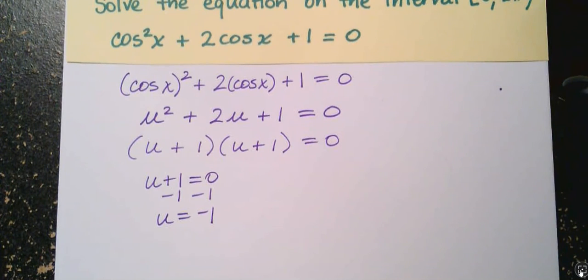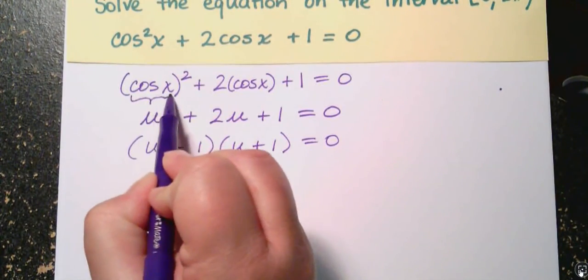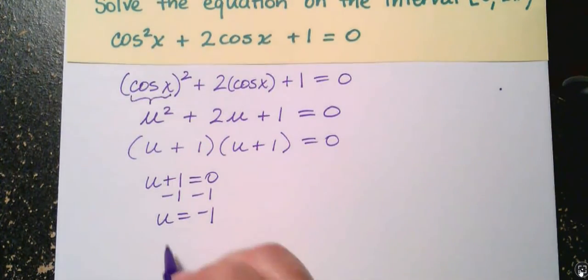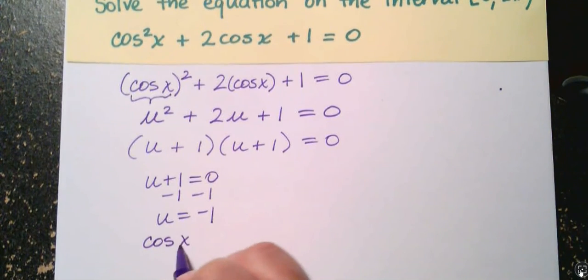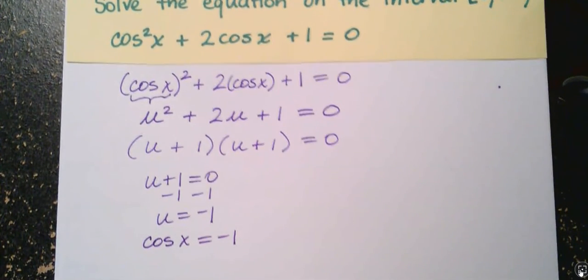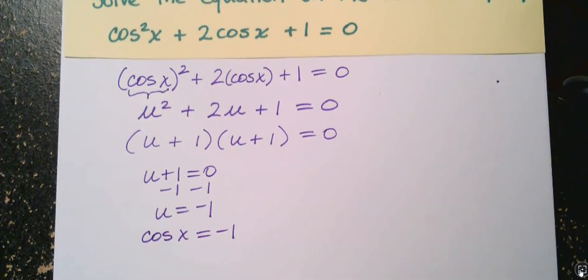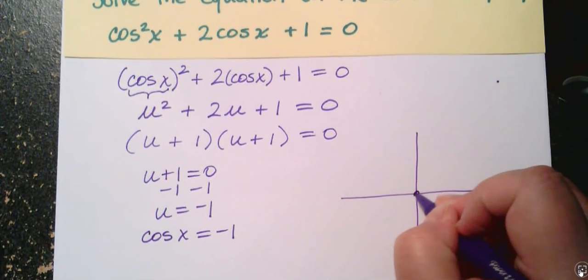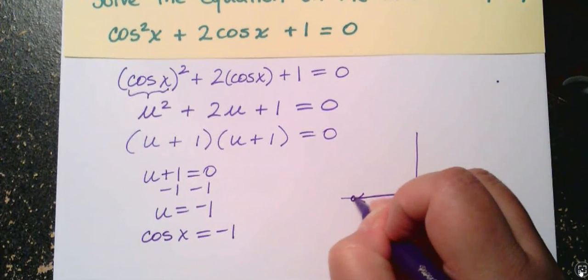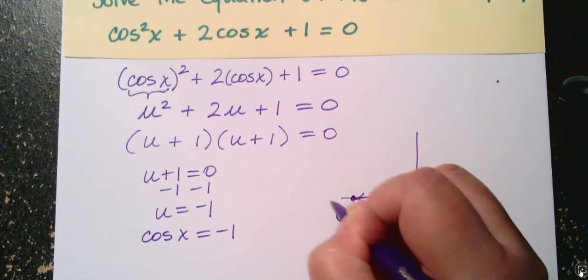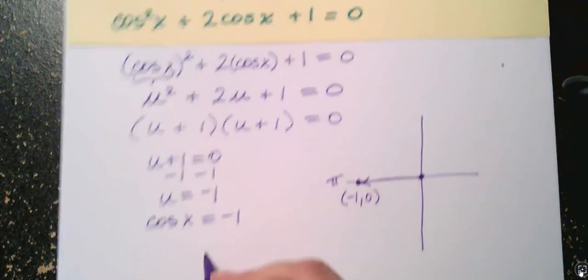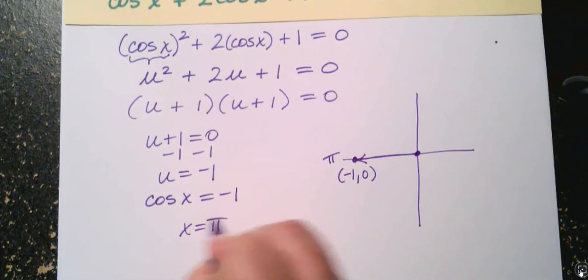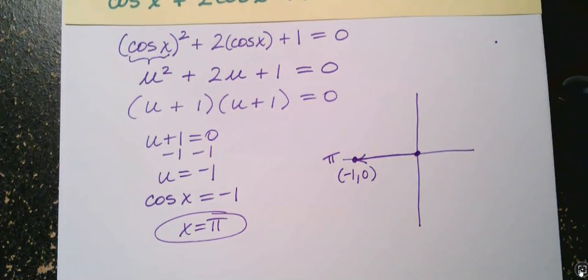And once I've got u isolated, I'm going to go back and look at what u actually stood for. u stood for cosine of x. So cosine of x equals -1. And I'm looking for where on the unit circle does cosine of x equal -1. Well, the only place, remember cosine is your x, so you go to -1, right here, which is at pi. So my answer is x equals pi. A lot of times you have two answers. This time you only have one.